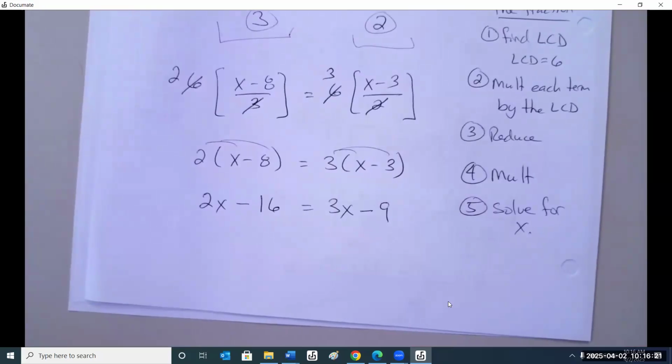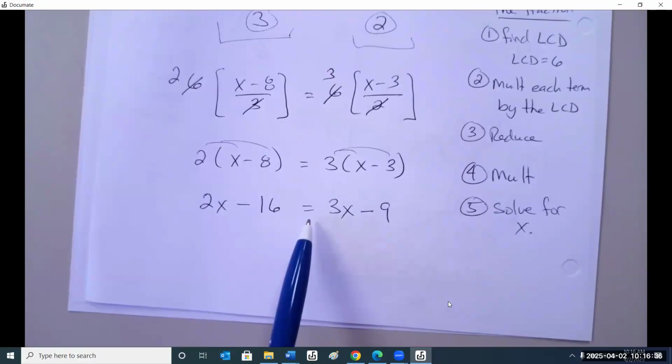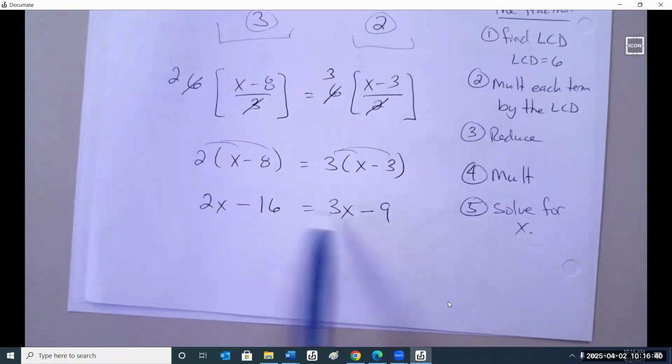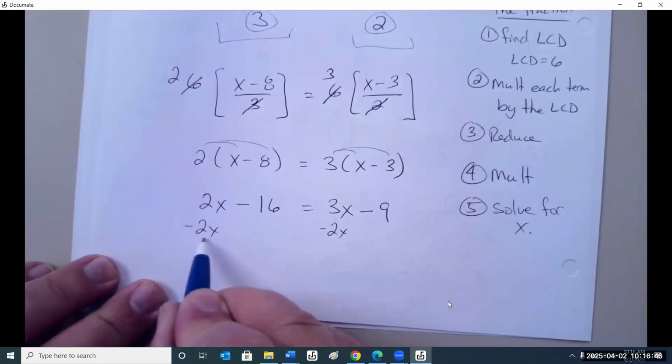Here's a question I'm going to ask you. I know the answer you're going to give me, but I'm going to ask it anyway. So I have x's on both sides. Which one do I move? Always move the smaller to the larger. Why? So it always stays positive. Because if I move the 3x over there, it'll be negative. So I move the 2x. I subtract 2x from both sides.